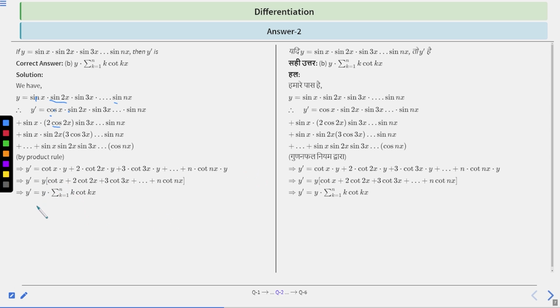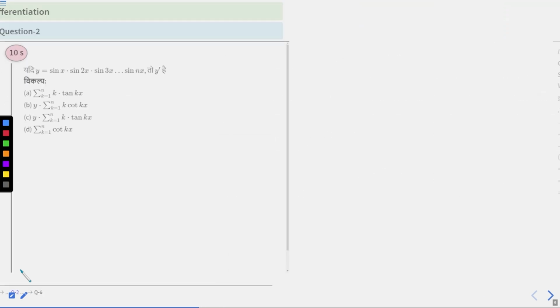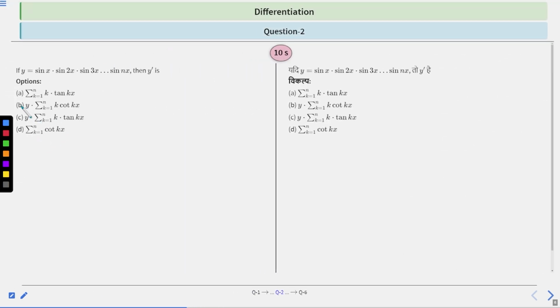Clear? So y dash can be written as, taking y as common, cot x plus 2 cot 2x plus 3 cot 3x till n cot nx, right? Therefore, y dash is equal to y into summation of k from k equal to 1 to n of k cot kx, right? Option B is the right choice. Clear? B is the right choice.